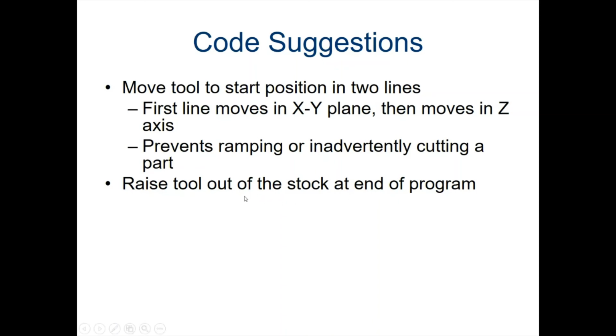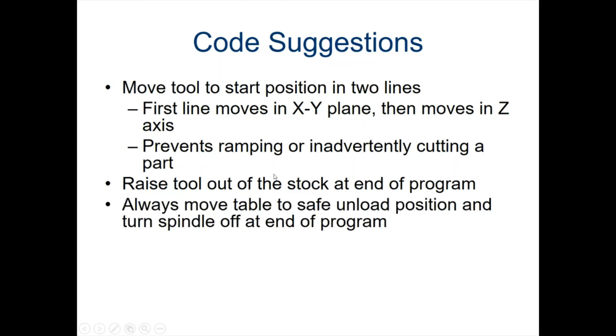And then the last thing, we definitely want to make sure when we get to the end of the program that we don't leave the tool down in the material. You don't want to think, I finished my cut, I'm just going to stop the code. I want to make sure I move up to a safe location, so that when it's ending the program, I can open it up and get there, and I don't have to try to pull the bit out of my material. So that's what we're talking about here. Always move to that safe unload position, turn the spindle off, and make sure you close out everything at the end of your code. And then we'll use our M2 code to end it.